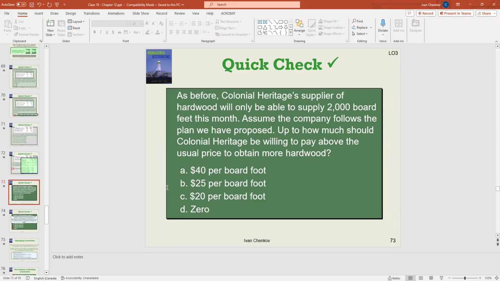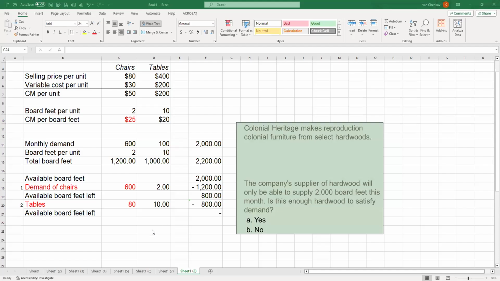Now the question is, the supplier of the hardwood only supplies 2,000 board feet per month. Now assume that the company follows the plan that we proposed. Up to how much should this company be willing to pay above the usual price to obtain more hardwood? In other words, what would be the maximum price that this company is going to pay for additional hardwood to produce their tables? What do you think?